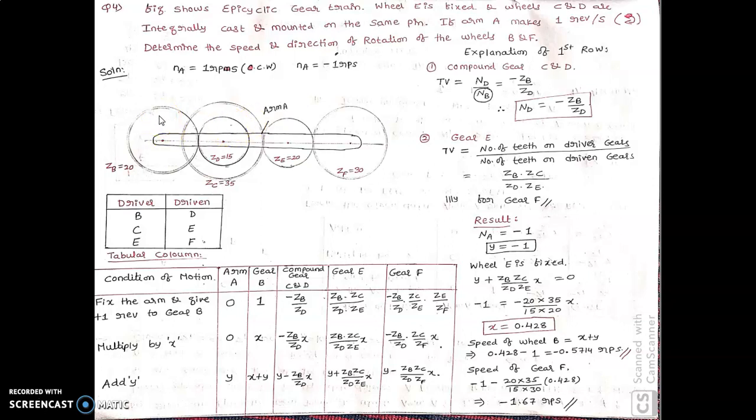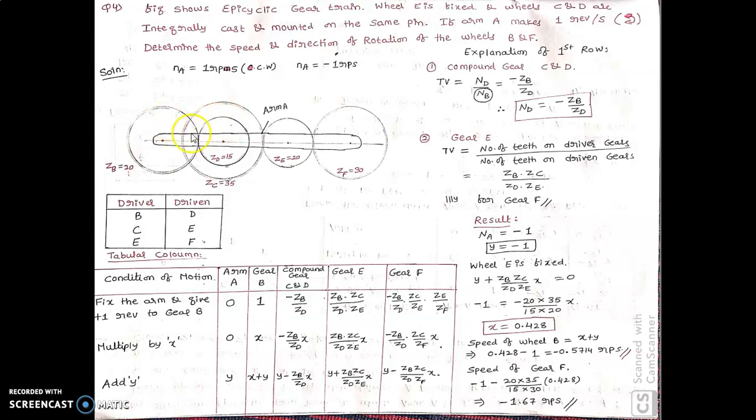Now, if this rotates, which gear will rotate? This gear is in contact with gear D. Gear B is connected with gear D, so gear D becomes driven. Driven is nothing but a follower. This will drive and this will follow the gear B, isn't it? This is a follower and this is a driver.